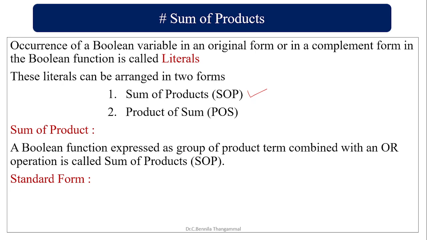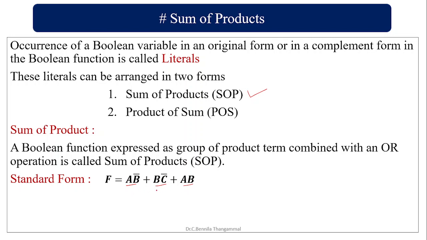Here you have two different forms: one is the standard form, the other is the canonical form. What is the standard form? Take f = ab' + bc' + ab. This function with Boolean variables is said to be in standard form. Here you have three product terms, and all three products are combined using the OR operation. A is one literal, B' is another literal, B is a literal, C' is a literal. These are called literals.